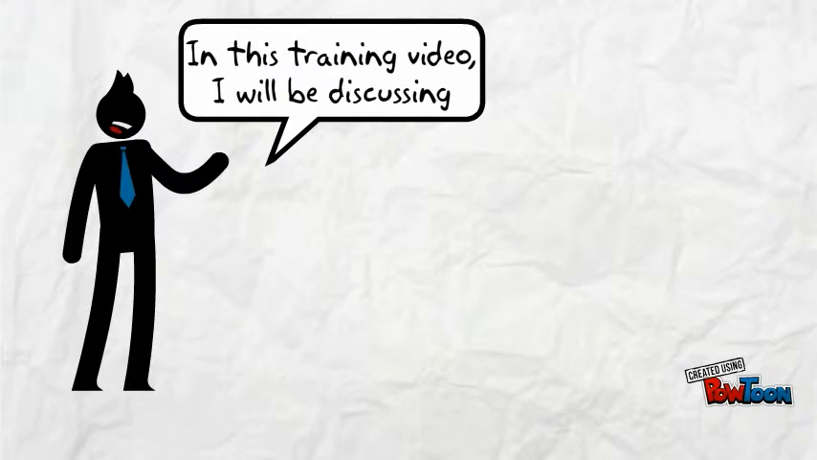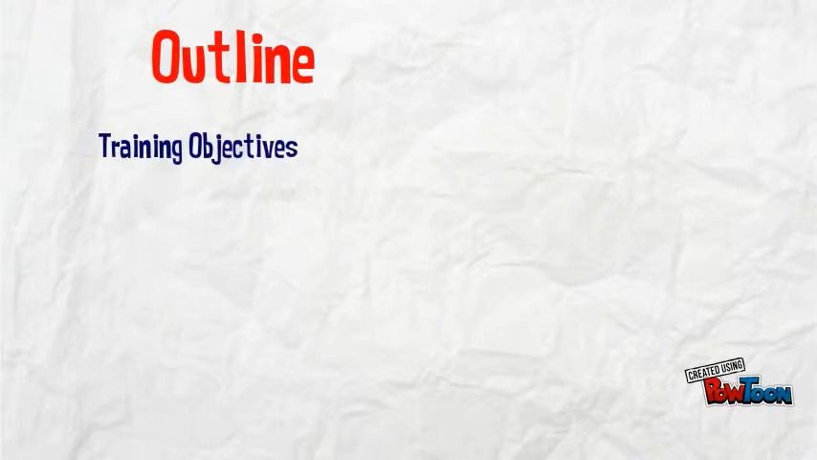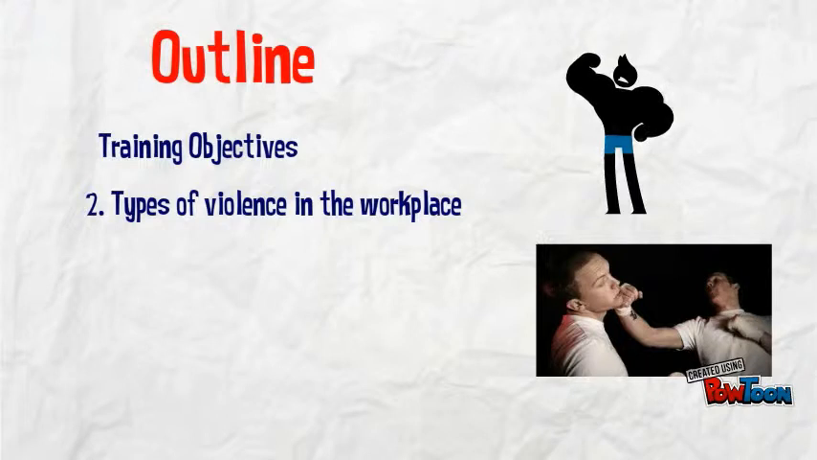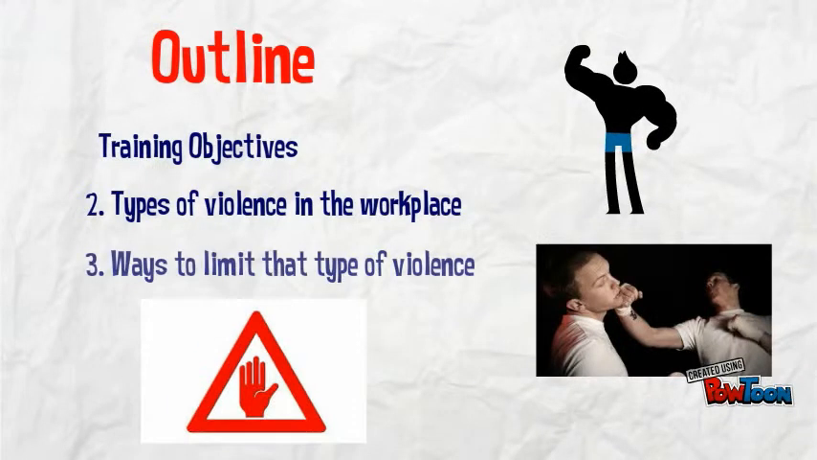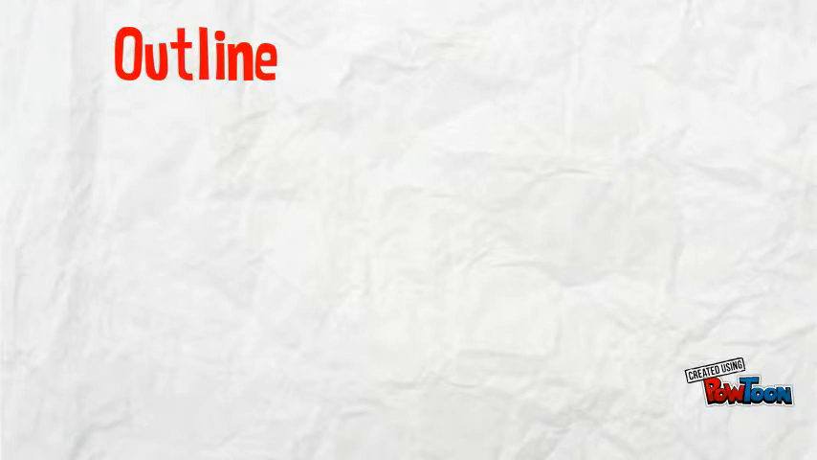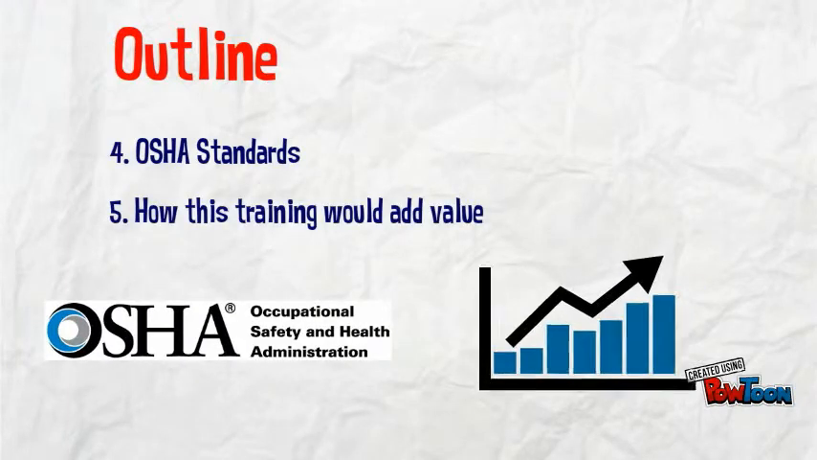In this training video, I will be discussing violence in the workplace. The topics I will discuss include my training objectives and the different types of violence in the workplace. While describing the different types of violence in the workplace, I will give examples of what employers can do to limit that type of violence. I will then talk about how this training would meet OSHA standards and how this training would add value to a company.